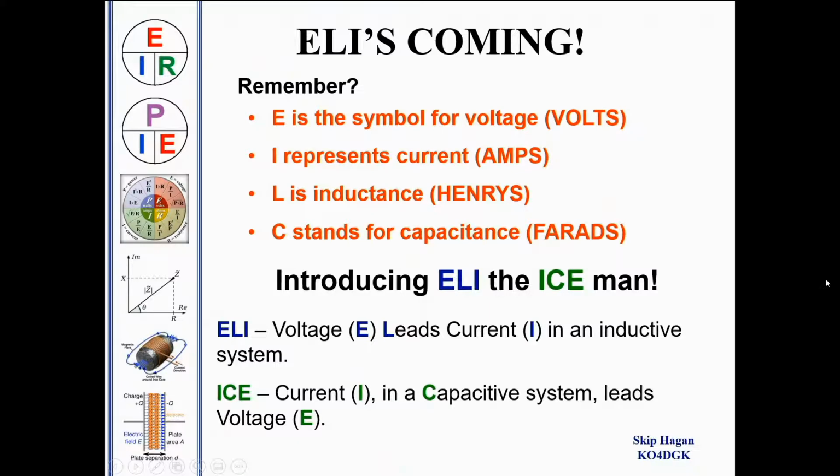Ice, the Iceman, current comes before voltage in a capacitive system. So C tells us this is capacitive, and current leads voltage.